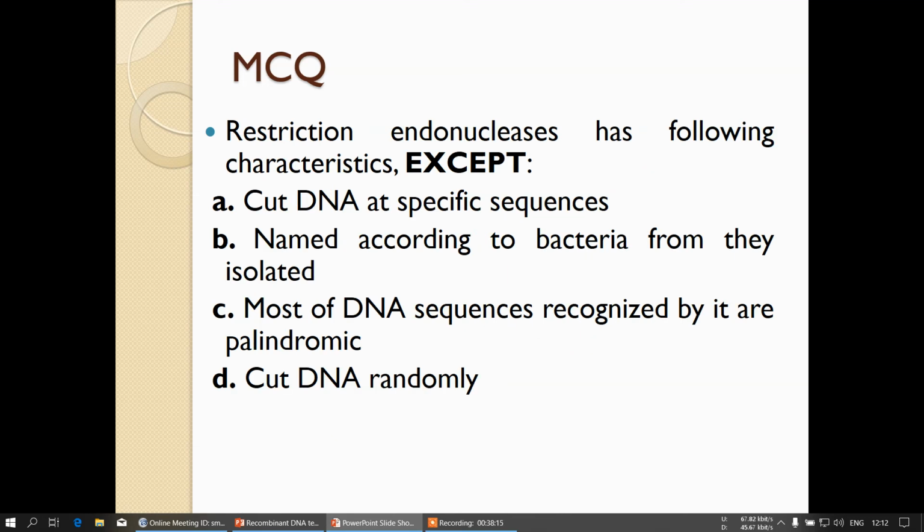The last MCQ: restriction endonucleases have the following characteristics, except: they cut DNA at a specific sequence; they are named according to the bacteria from which they are isolated; most of the DNA sequences recognized by them are palindromic; or they cut the DNA at random sites. As our question is 'except', they cannot cut randomly in the DNA, but make the cut at a specific site. So our answer is D.